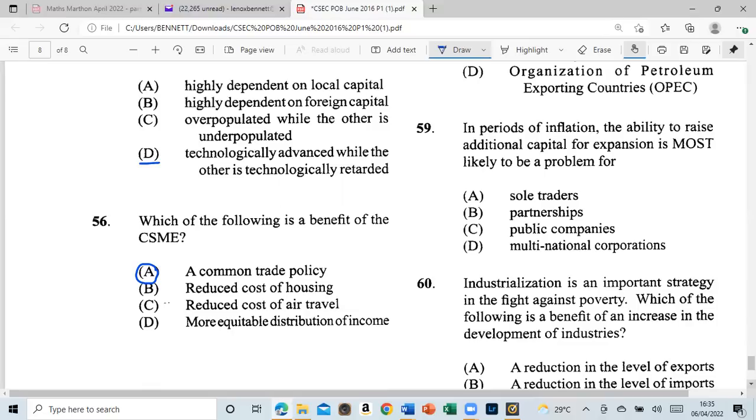In periods of inflation, the ability to raise additional capital for expansion is most likely to be a problem of: A, a sole trader, B, partnership, C, public companies, or D, multinational corporation? And that would be a sole trader.